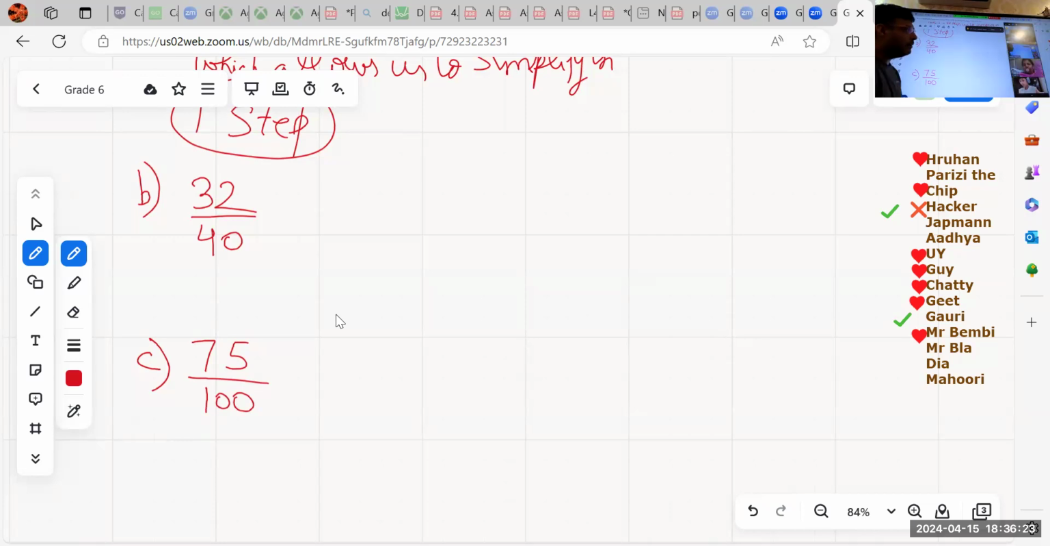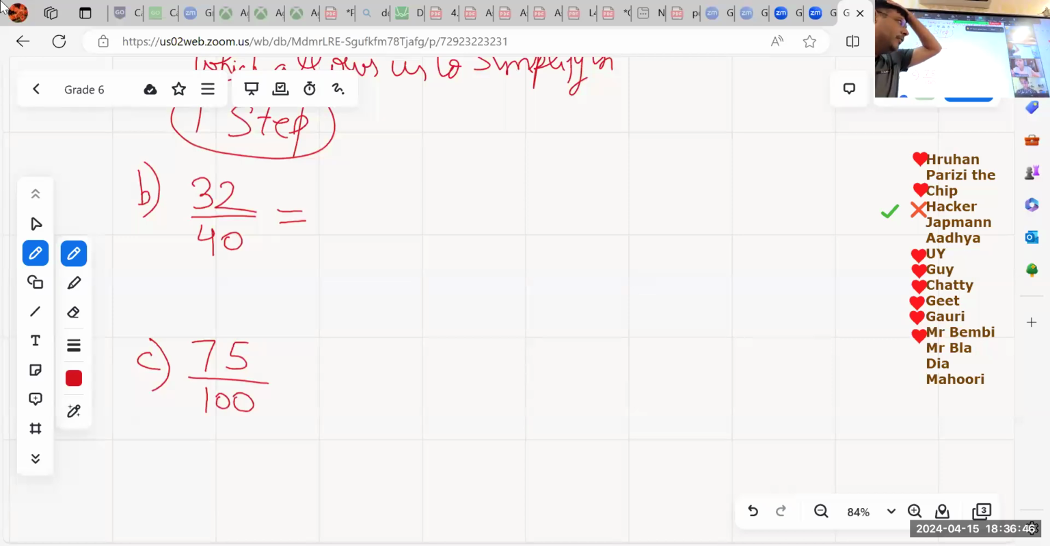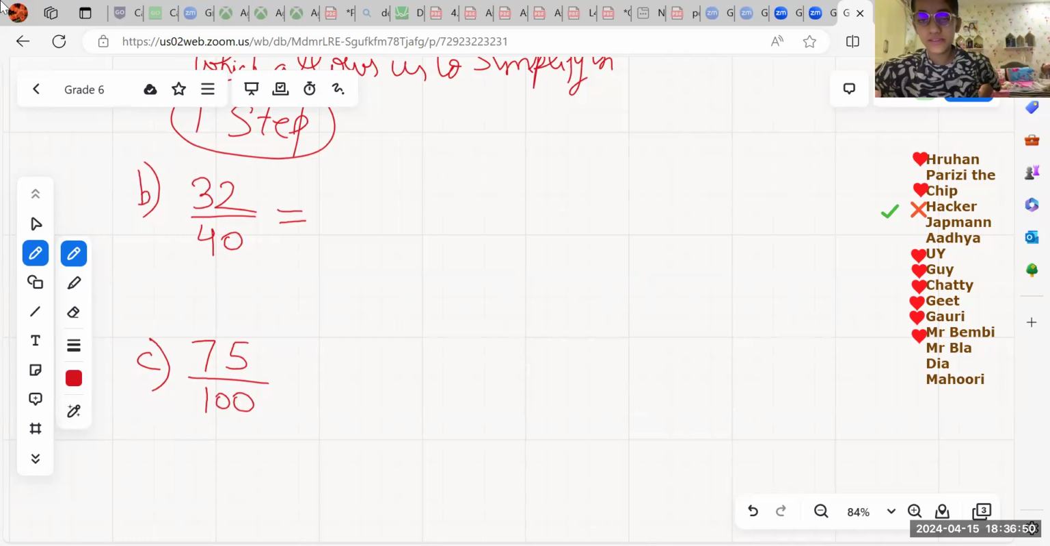So Zapman, Adya, and Gauri beta, when two questions are given, send in one message only. So Zapman, what is the first answer? Hacker, you can send your second answer once again. Sir, I was solving this second question first. What is the first answer? You give the first answer. I've not done it yet.